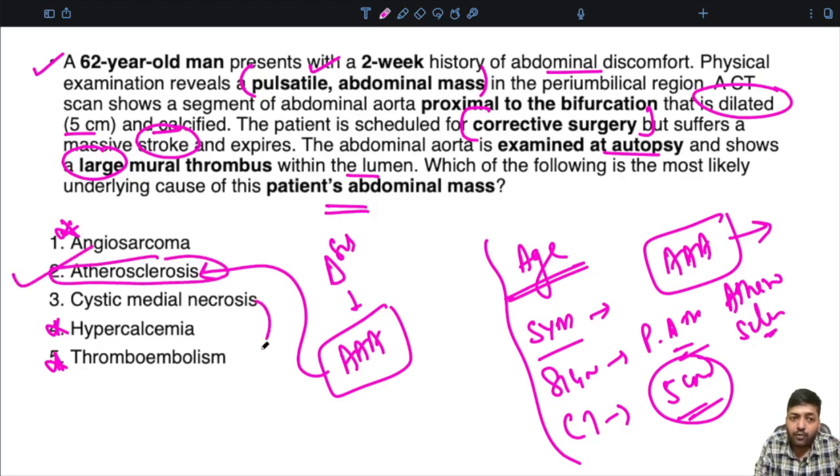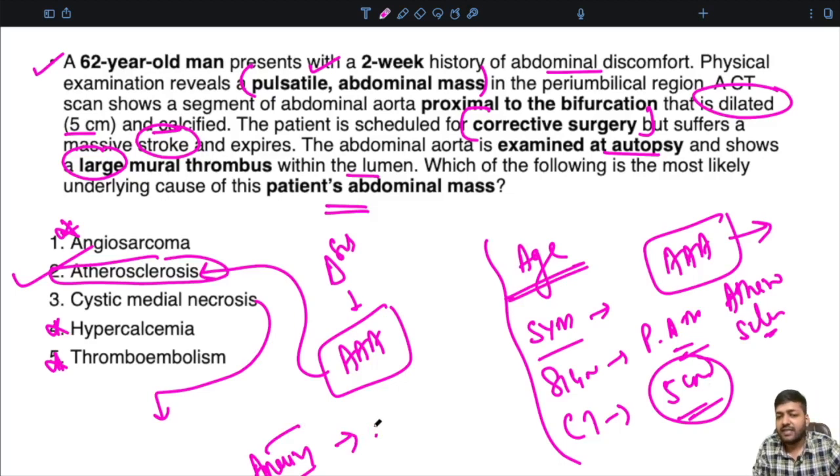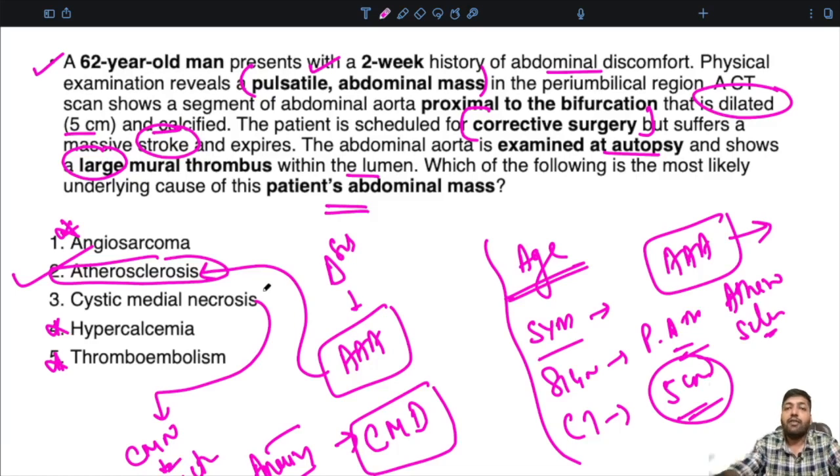Now remember, one more option over here is cystic medial necrosis. In cases of aneurysm of any type, microscopically you will see cystic medial degeneration. But for aortic dissection, usually we use the term cystic medial necrosis. It is limited to aortic dissection. Over here we had an aneurysm leading to a large mural thrombus embolizing to the brain, causing a massive stroke. So this was a case of an aneurysm, not an aortic dissection. So again, this will not be the answer. The answer over here will be atherosclerosis.